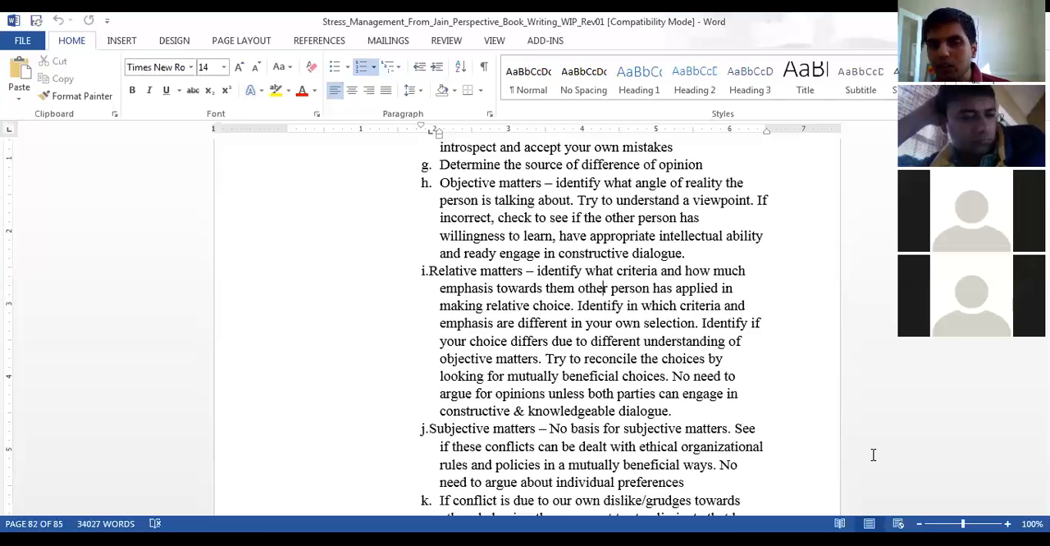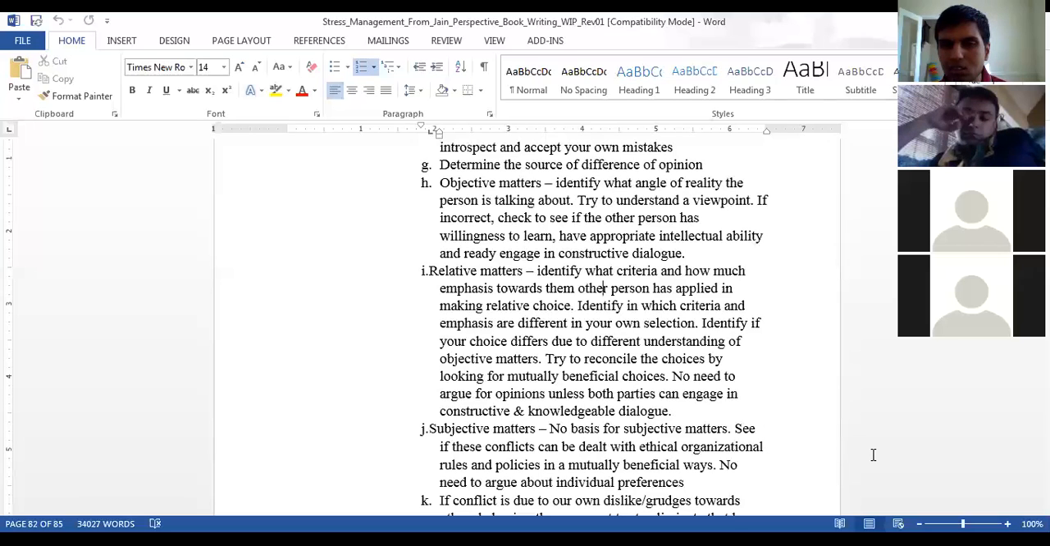Now, the third type of matters are subjective matters. Oftentimes you will find subjective matters have no basis. Suppose you want to buy furniture. Your wife wants to buy a certain type of sofa, and you want to buy a different type of sofa. There may be relativity involved, but sometimes there may not be. Sometimes there is simply subjectivity involved. It may be that you like one type of furniture the best, and she likes another type the best.